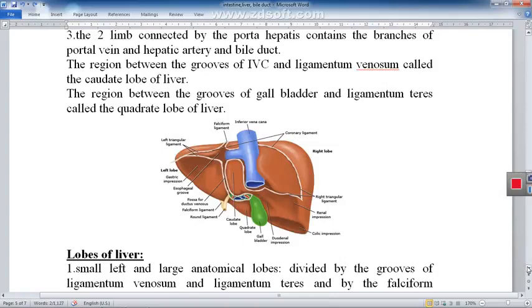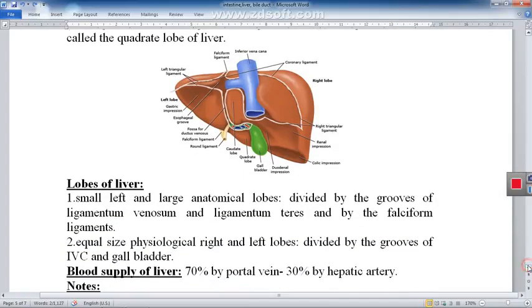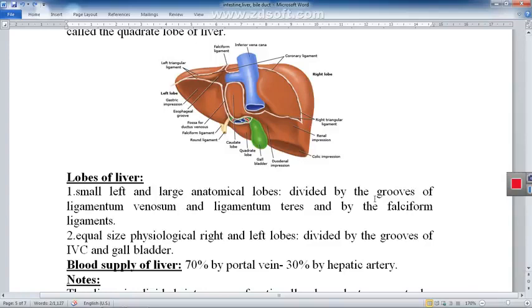Actually, the liver is classified to be formed of two lobes by the falciform ligament. This is the falciform ligament; the two lobes are a small left lobe and a large right lobe. This small left lobe on the left side of the falciform ligament and the large right lobe are the anatomical lobes of the liver. Accordingly, the caudate lobe is part of the right anatomical lobe, and the quadrate lobe also is a part of the right anatomical lobe.